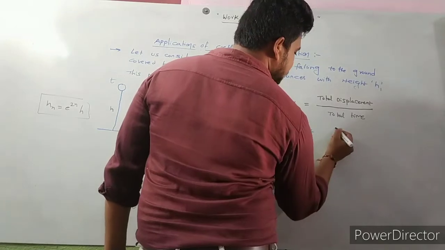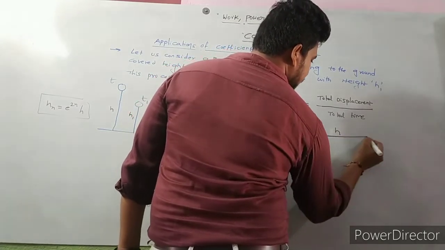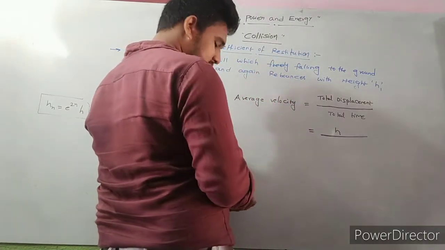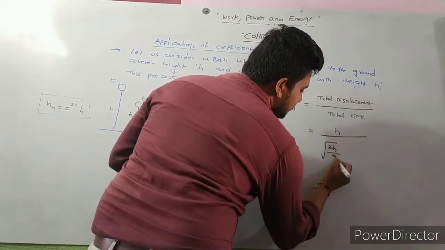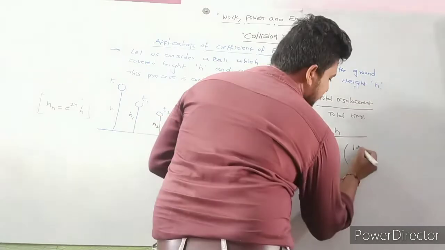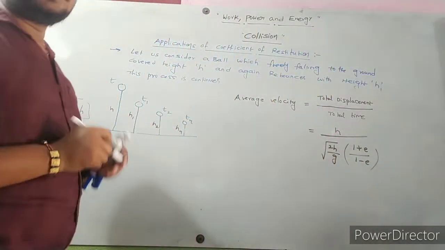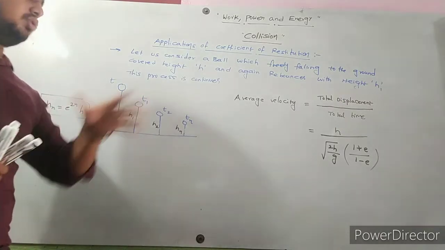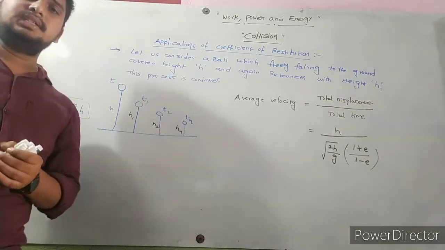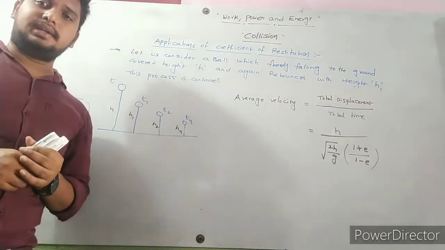So total displacement is what we covered, that is we got h. Total time is nothing but here we have taken total time root 2h by g into (1 plus e) by (1 minus e). So this is the average velocity for the total path covered. Okay, so this is about applications of coefficient of restitution.